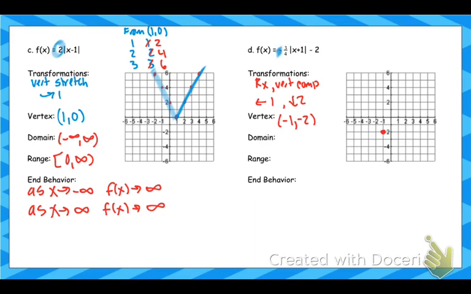Because there's a negative in front, it's going to open down. So from the vertex, I'm going to open down, and I'm going to have a slope of negative 3 over 4. So I'm going to go right 3, down 4. And I'm going to do the same thing on the other side because it has an axis of symmetry. So over 3, down 4.